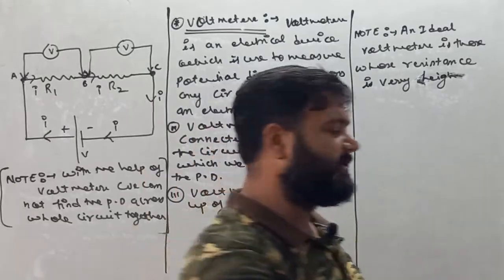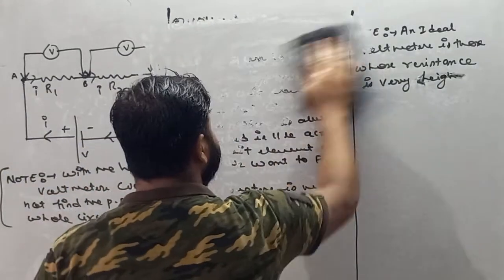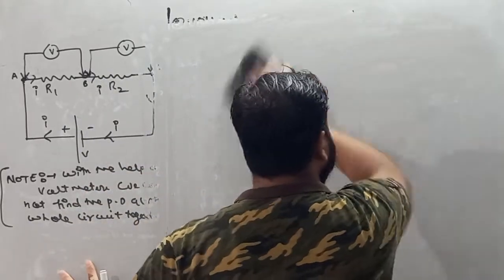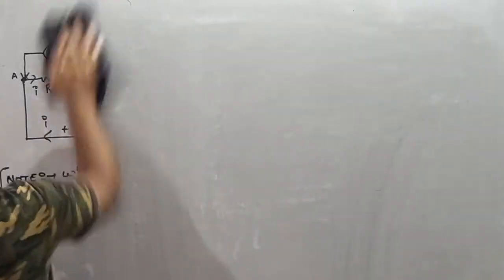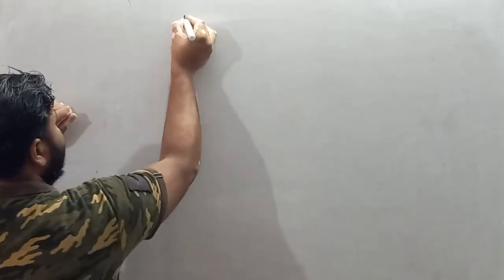So write down construction of voltmeter. These topics are very simple, just try to understand conceptually my dear students. So write down construction of voltmeter. So write down, a good voltmeter is one whose resistance is very high.